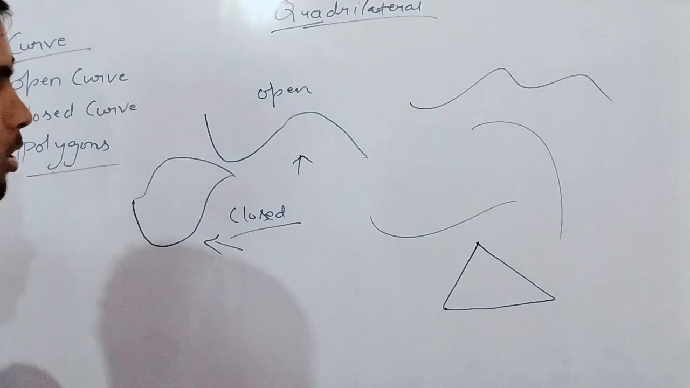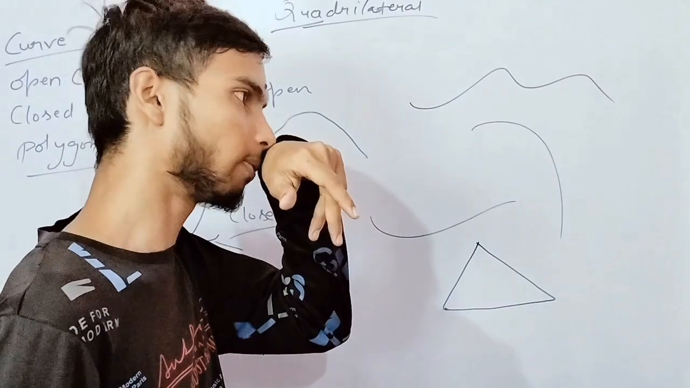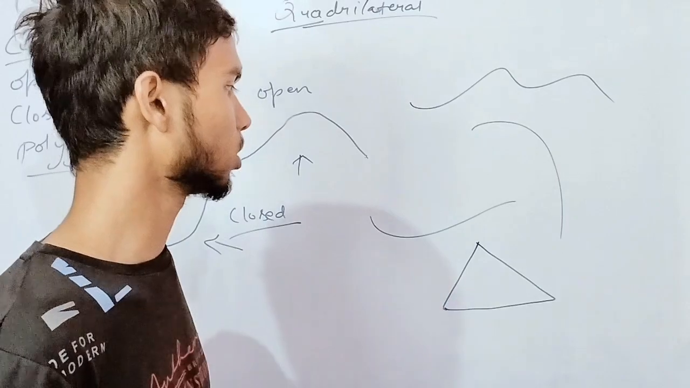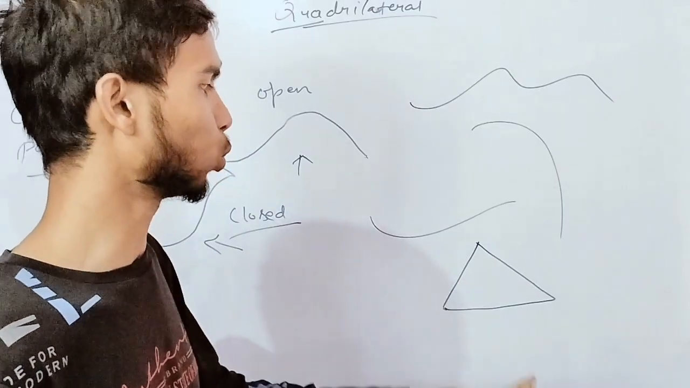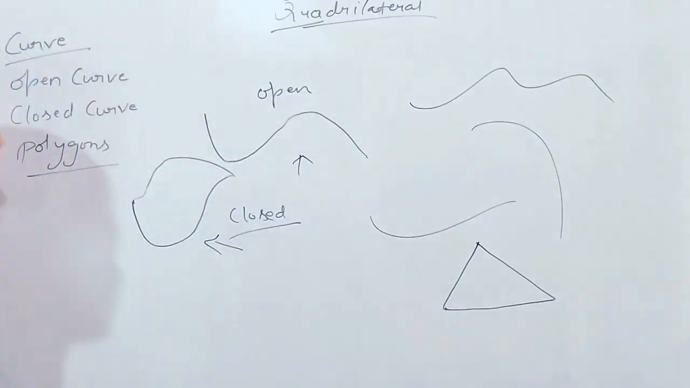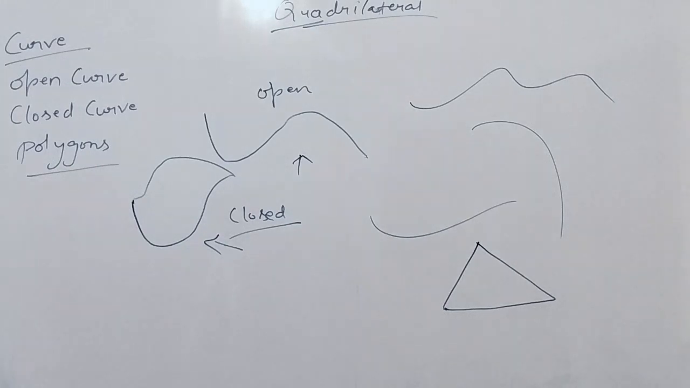So a polygon will be closed. This is closed. Here, if you take 2 line segments, with the help of 2 line segments, a polygon cannot be created. Clear? Cannot be created. Now let's see types of polygon.